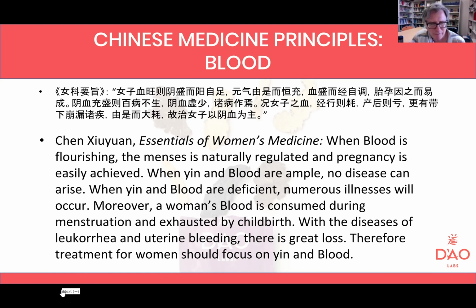Yin and blood, or here we might just summarize as blood, is precisely what the woman loses during menstruation. And it's also what is needed and necessary for conception to happen. So if it's flourishing, as he says, pregnancy is easily achieved. And when it's not flourishing, that's when we have to get involved and find our strategies for modulating the menstrual cycle.